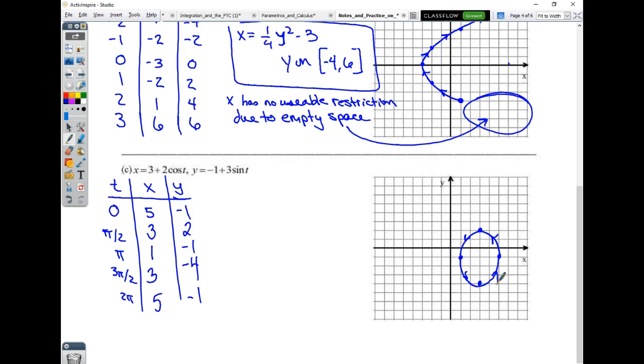Now, an interesting thing is, could the t go into the negatives? Sure. Could the t go even further than 2 pi? Absolutely. But what's interesting is if I were to take this to 2 pi plus pi halves, 5 pi halves, we'd wind up at the same point. This is going to keep looping around on itself. So we don't have to show any more points. This literally just keeps going around the curve there.